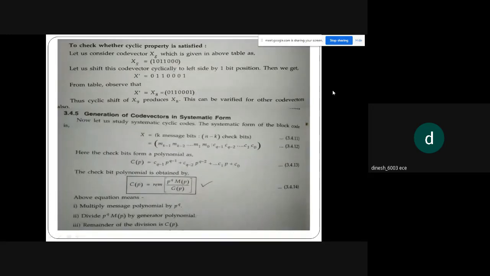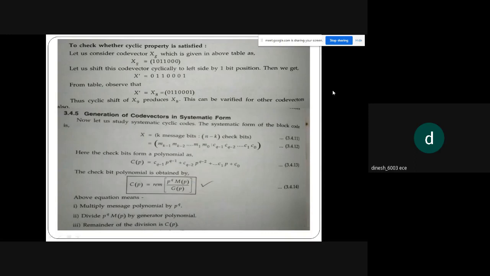Next, we had seen a property that it satisfies: when we do a cyclic shift, either left side or right side, for any code vector, it will also produce another code vector. So then the cyclic property is verified. I think most of you would have done the verification for the remaining code vectors also. So far what we had seen was the non-systematic form of generating, an example of that.